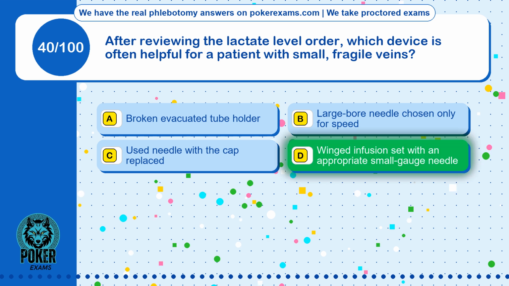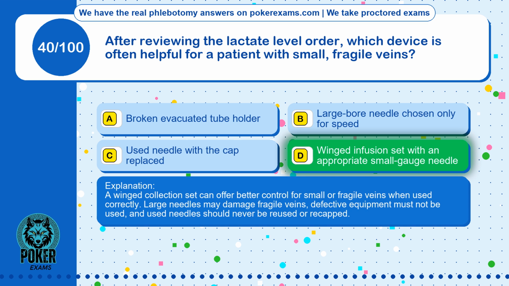The correct answer is option D. Winged infusion set with an appropriate small gauge needle. A winged collection set can offer better control for small or fragile veins when used correctly. Large needles may damage fragile veins, defective equipment must not be used, and used needles should never be reused or recapped.